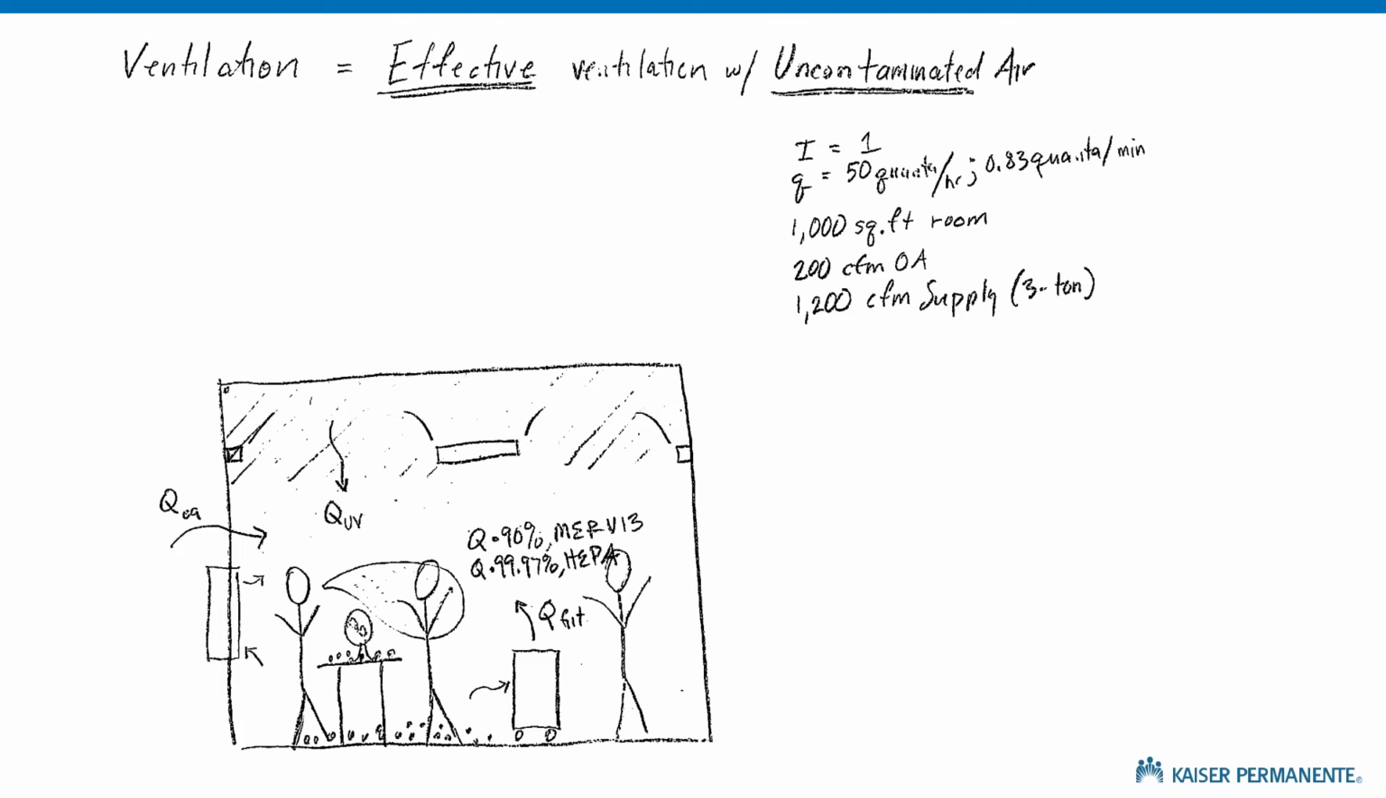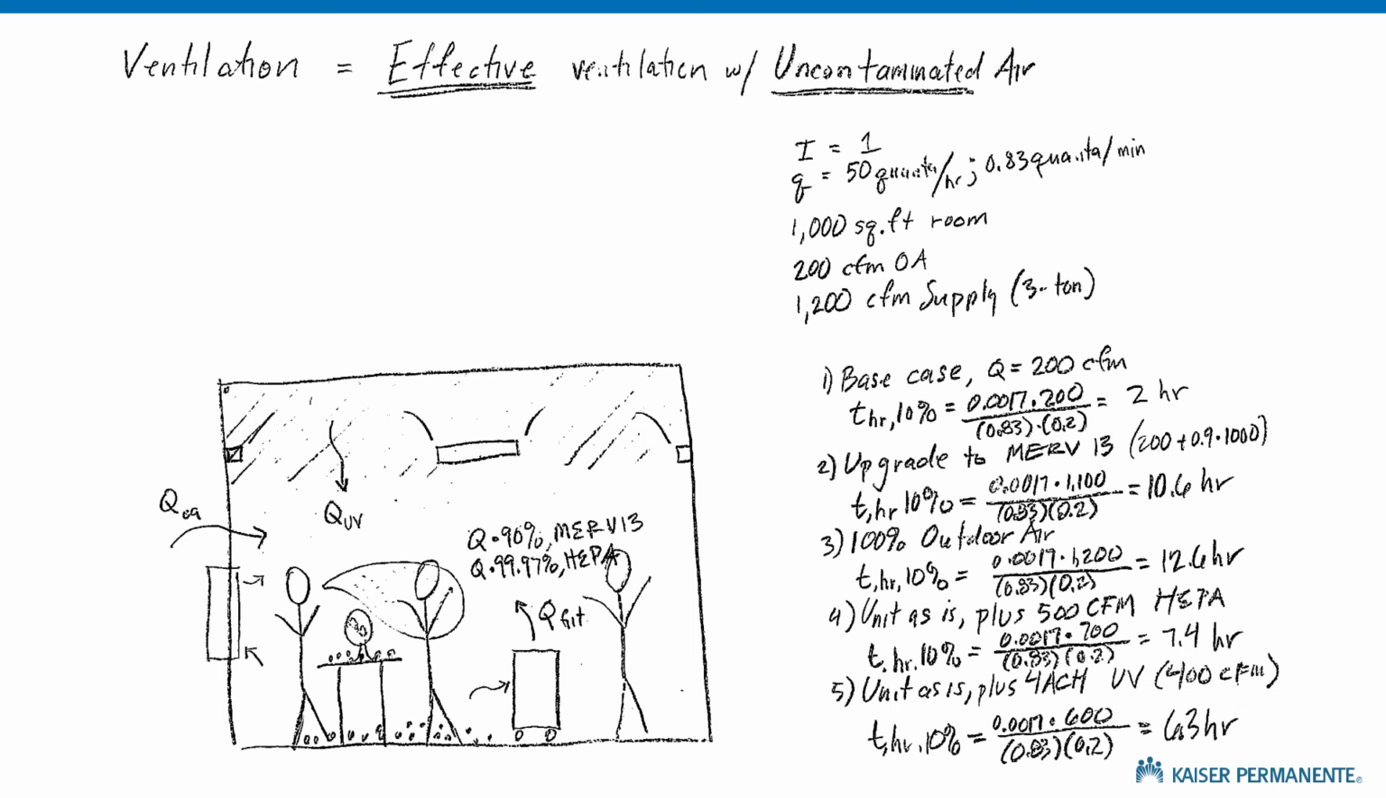We'll say this is a 1,000 square foot room with 200 CFM of ventilation with outdoor air. It's on a 3-ton, 1,200 CFM single zone system with either no filters or very crappy filters. And here's our comparative assessment. For the baseline system, our 10% risk occurs at 2 hours.